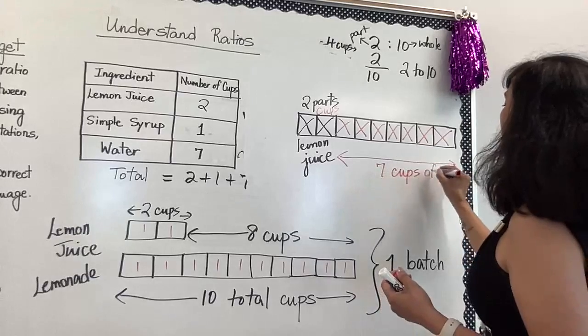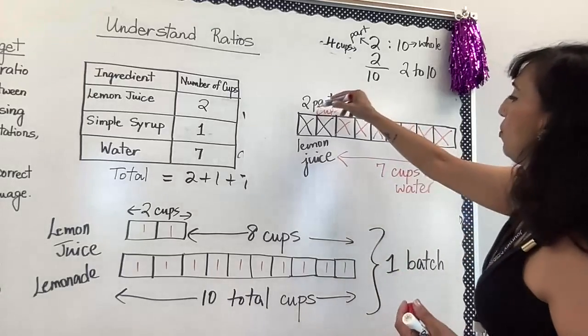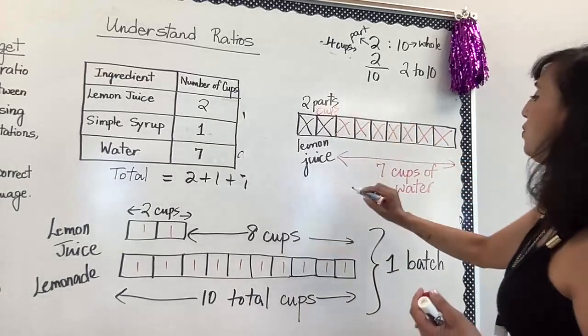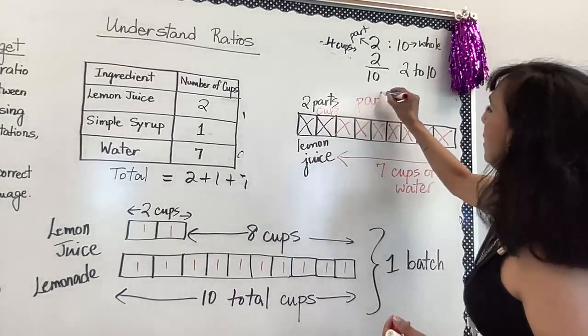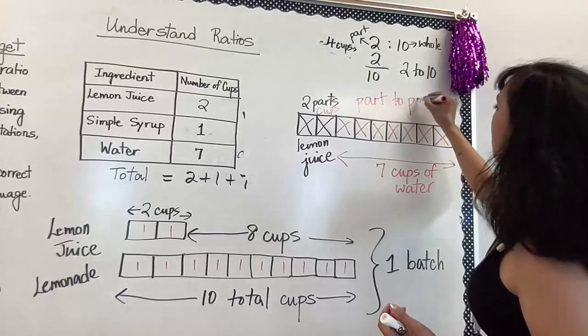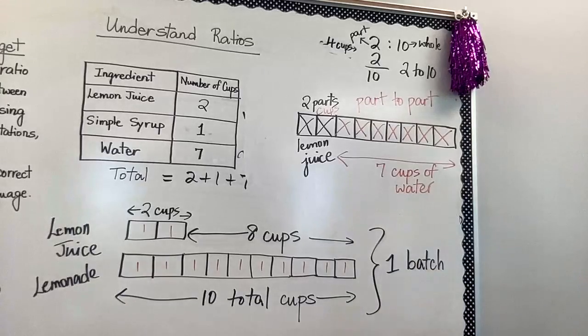7 cups of water. Okay, so what is this? This is 2 cups of lemon juice to 7 cups of water. So this is my part to part ratio.